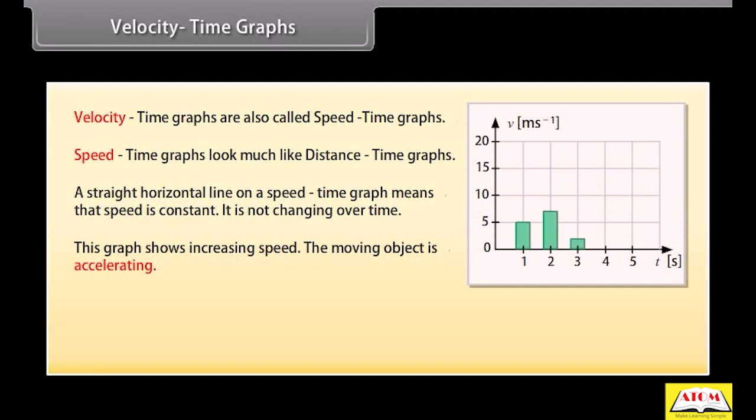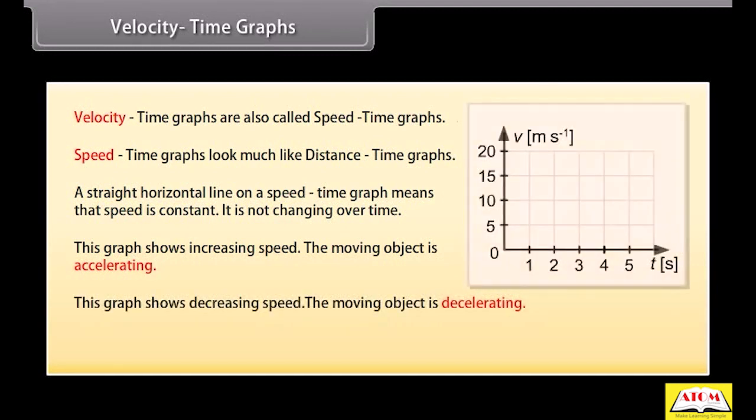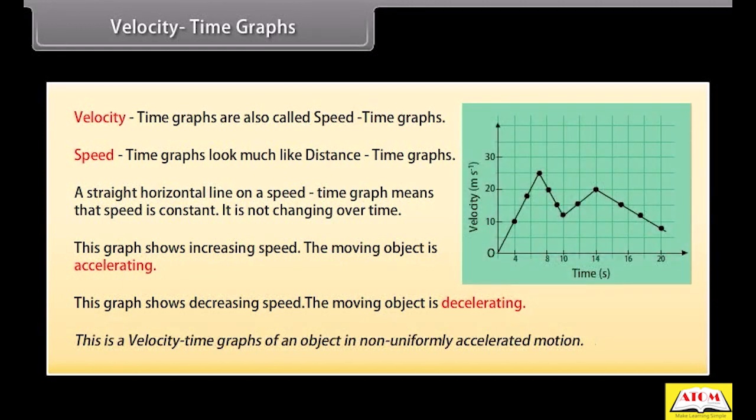This graph shows increasing speed. The moving object is accelerating. This graph shows decreasing speed. The moving object is decelerating. This is a velocity time graph of an object in non-uniformly accelerated motion.